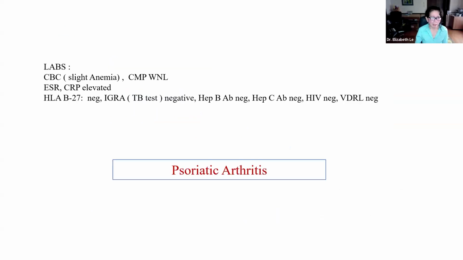Okay, lab work. CBC showed he has slight anemia from anemia of chronic disease. CMP is within normal limits, but he has elevated ESR and CRP, both chronic and acute inflammation. His HLA-B27 is negative, IGRA, which is TB, is negative, hepatitis B negative, hepatitis C negative, HIV negative, and VDRL negative. Most likely, this is psoriatic arthritis. Next slide.